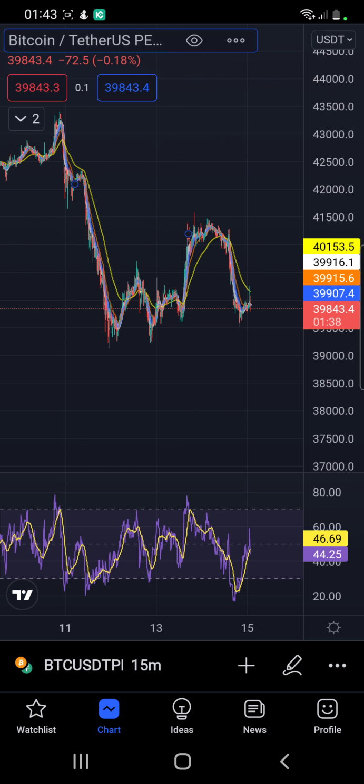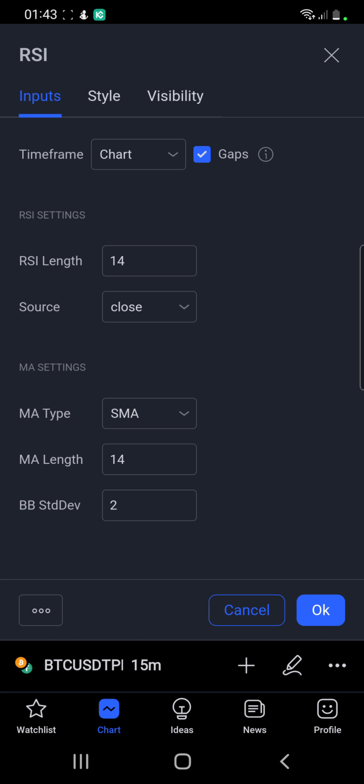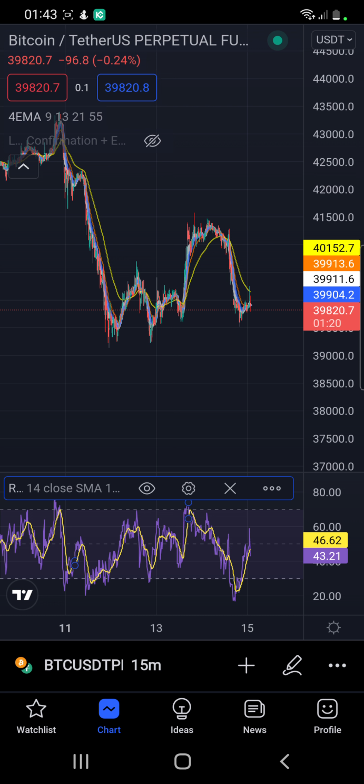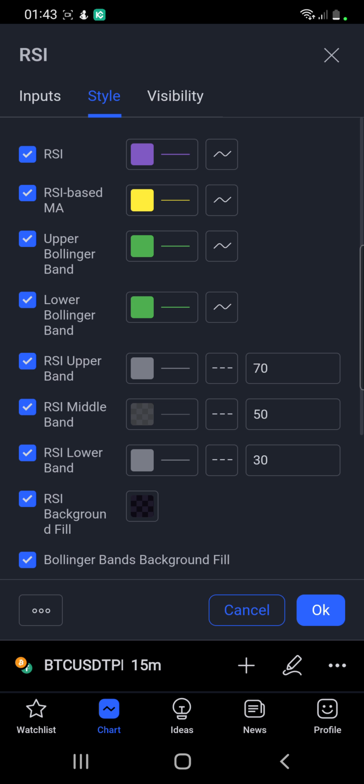So this is RSI. Let me show you. Yeah, this is RSI, on the default setting. The settings are 70, 50 and 30. Let me show you how to go into the settings as well. So this is the settings. If you go in settings, make sure your settings are 70, 50 and 30.